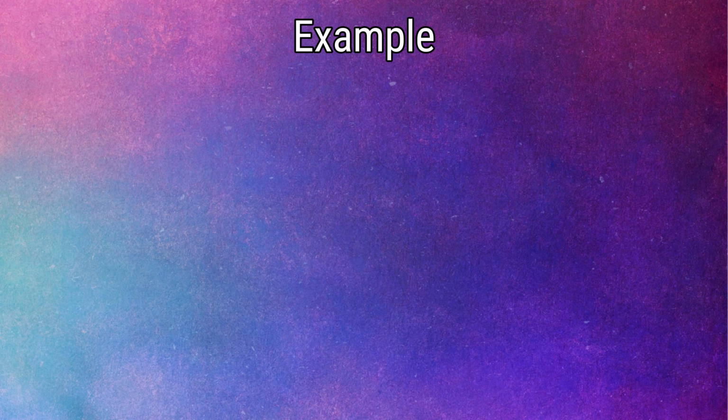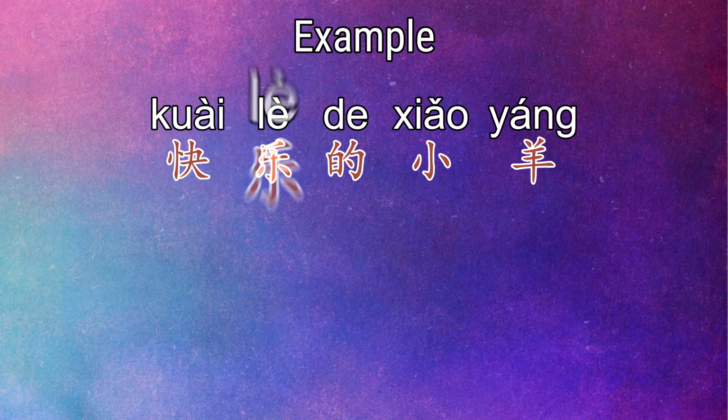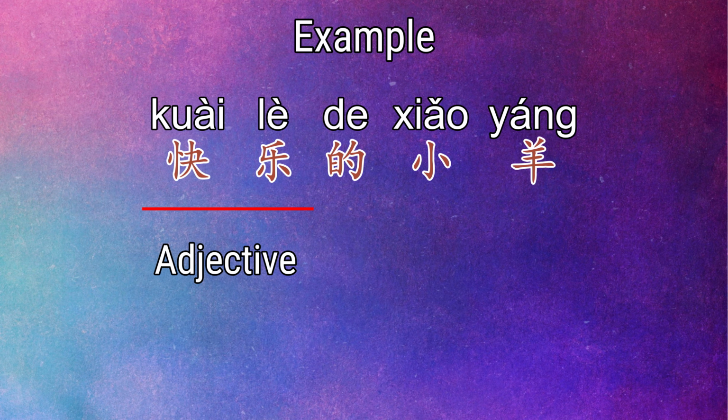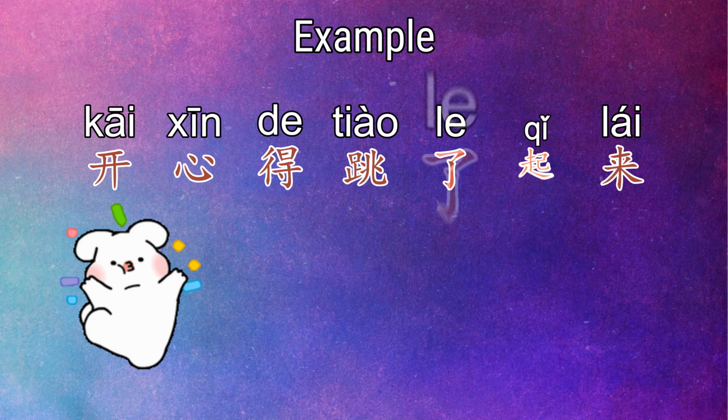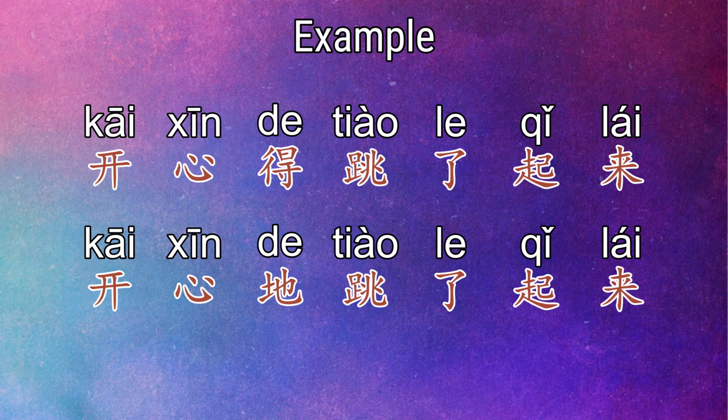For example, in the sentence 狠狠地打, the primary word is at the end. So we base the choice of the particle on the verb 打, which follows the particle, rather than the adjective 狠狠, which precedes it. In cases like 快乐的小羊, where an adjective is followed by a noun, the particle choice is based on the noun. There are exceptions, such as 开心地跳了起来 and 开心得跳了起来, both of which are correct. The choice between them depends on whether you are emphasizing emotion or action.